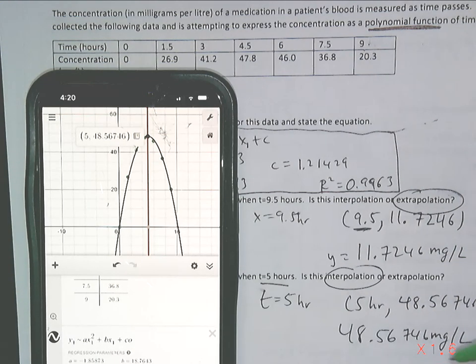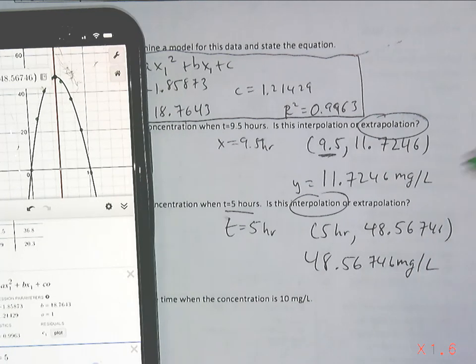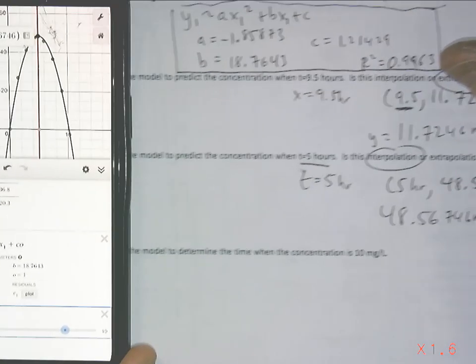Now, I'm not a doctor. I don't know what this medication is. Maybe this is really good for the person. Maybe it's bad for them. I don't know. Or maybe if it goes too low, people that have diabetes, they have to worry about things like this all the time with their insulin and stuff. Very practical.